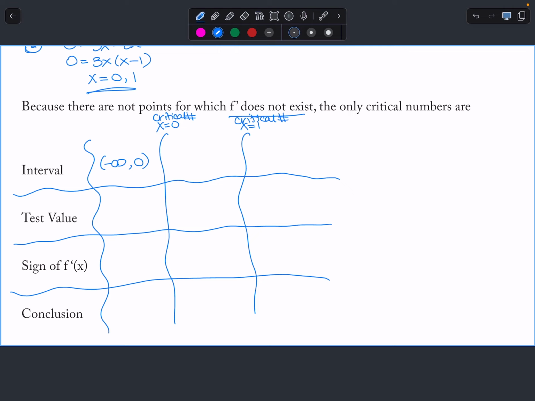Okay. I'm also a parenthesis between 0 and 1. And I'm also a parenthesis from 1 to infinity. I am not a square bracket on any of them. Yes, a critical number is when you have a horizontal tangent.